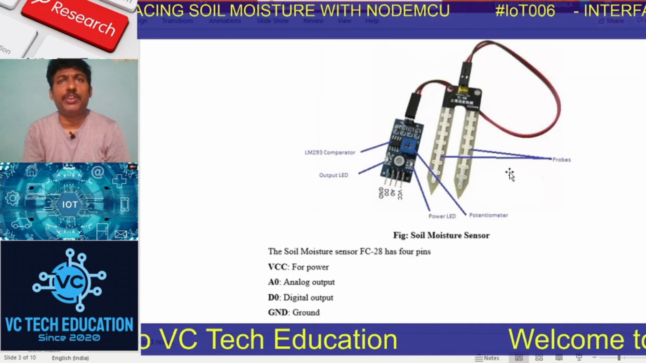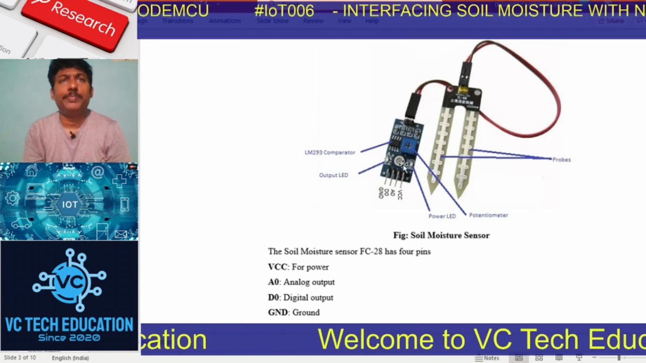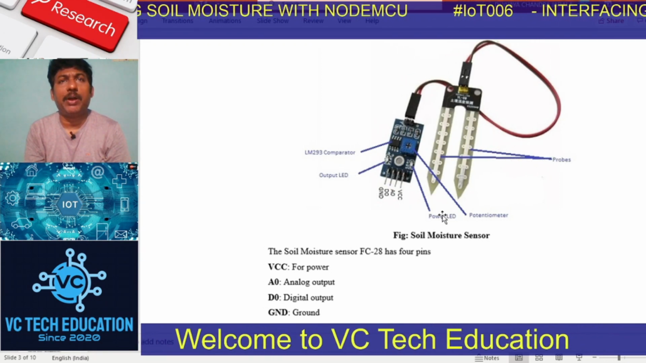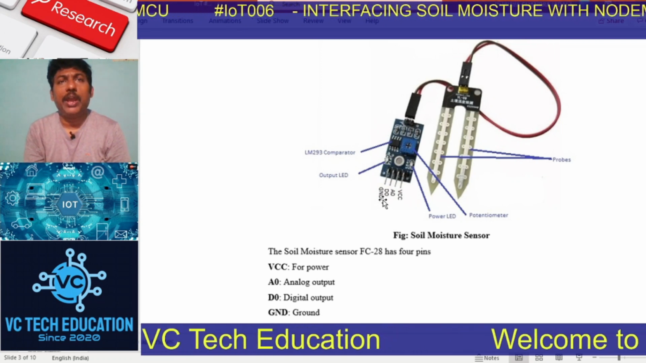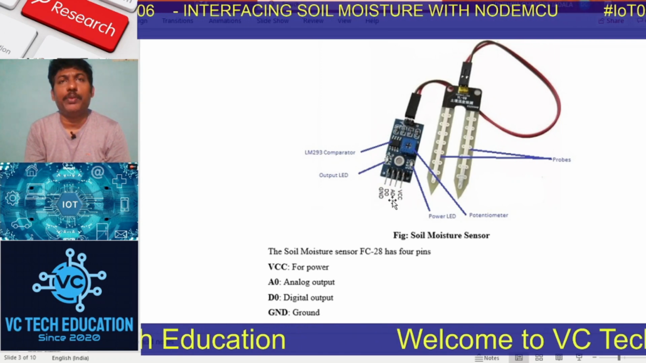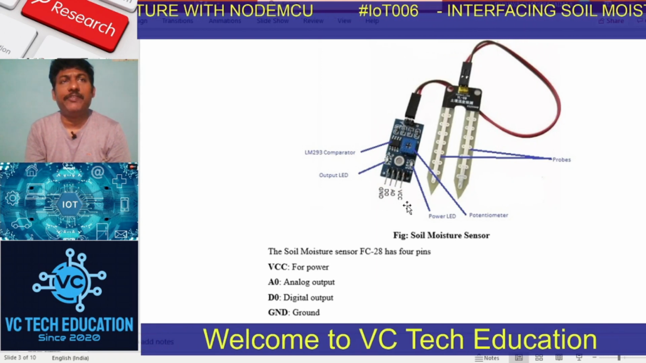This is the soil moisture sensor, where these are the probes. Here are the output LED, the power LED, then VCC, AO, DO and ground. AO means analog output, DO means digital output, ground is ground, and VCC is meant for power.